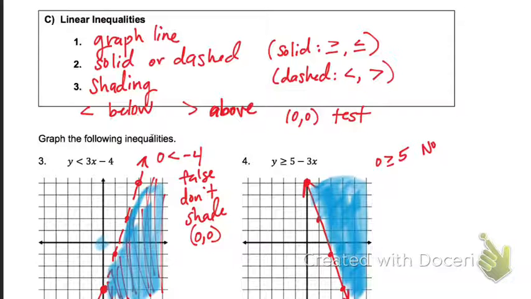Another way to test that, if you don't know which way is above, is to test out the point 0, 0. So I plug in 0 for x and y. I end up getting 0 is greater than or equal to 5. That's not a true statement, so I shade away from 0, 0.